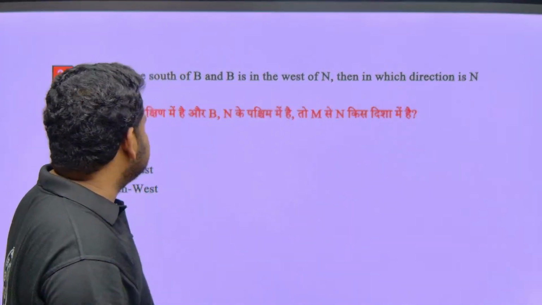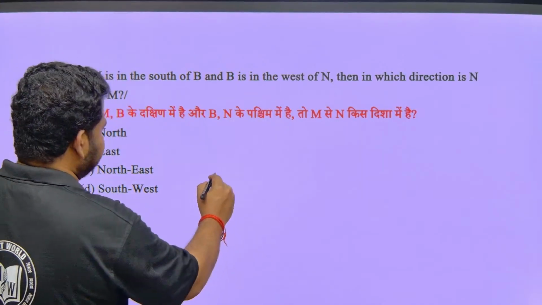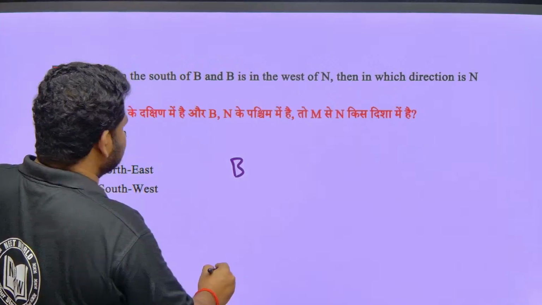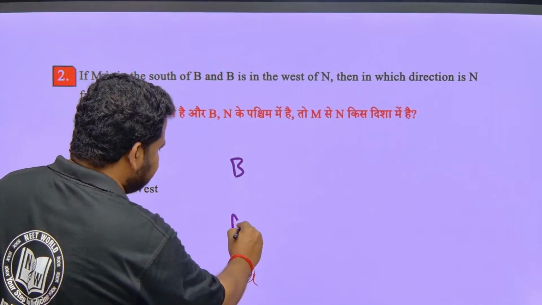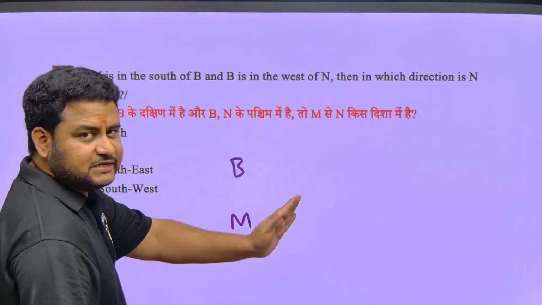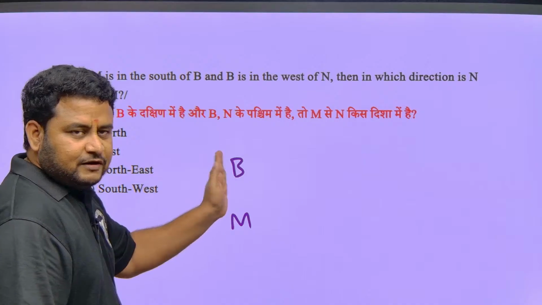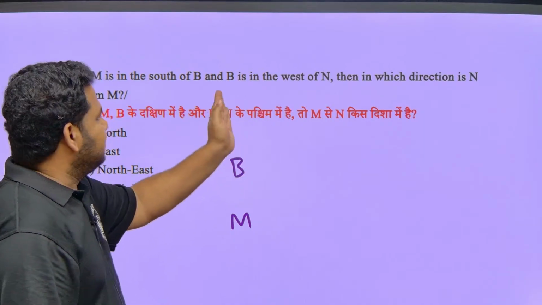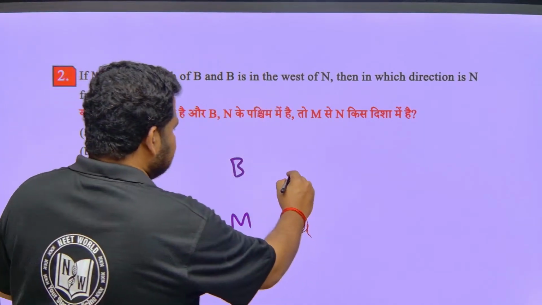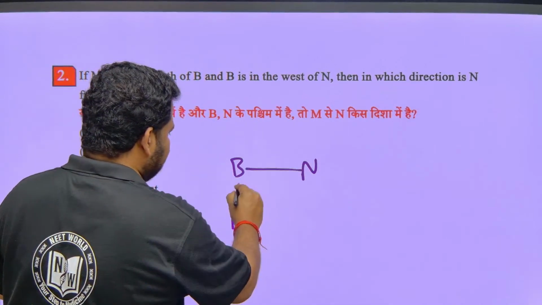Now, if M is to the south of B, and B is in the west of N. M is to the south of B, B is here, south of B means M should come here. And B itself is in the west of N, west of N means towards the left side of N. South means below, west means towards the left side of N. B will be in the left side of N, got it like this, fine.